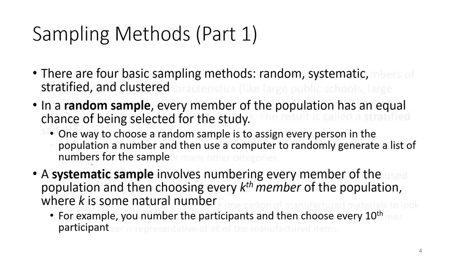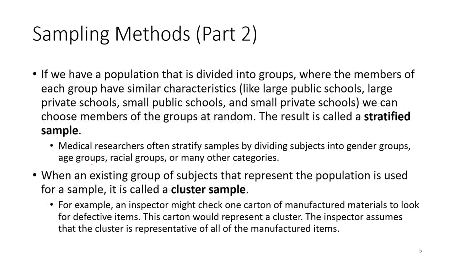on the list. If you have a population that's divided into groups, where some of the members of each group are going to have similar characteristics, for example, large public schools, private schools, small public schools, and small private schools, we can choose members of the groups at random. And the result we get is a stratified sample.